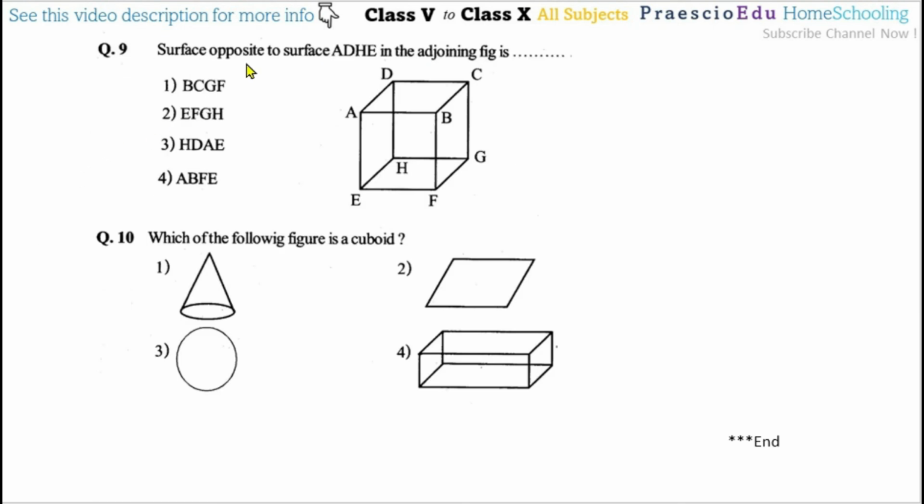Question number 9. Surface opposite to the surface ADHE. ADHE is this side, from the left side. The opposite of this one is BCGF, so option number 1 is the correct one. Now question number 10. Which of the following figures is a cuboid? This is a conical surface, this is only two dimensional, or we can say a parallelogram, and this is a circle. The cuboid is only option number 4, so option number 4 is the correct one.